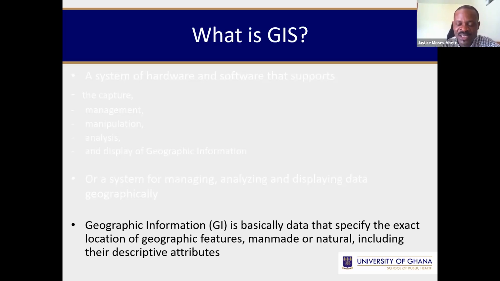So what it means is that in that case, you have the geographic information available, and they also have other attributes together with the geographic information. So if you combine these, you can use them to do some mapping, and we'll be looking at those things.